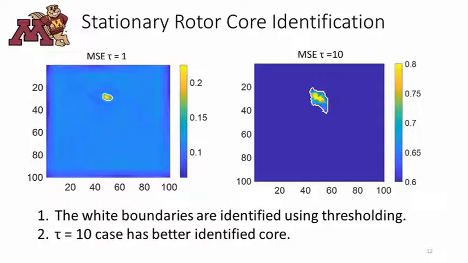Next, I want to show examples of two identified cores using the MSE approach at different scale factors. On your left, you can see the core obtained for tau is equal to 1, and to your right you can see the core obtained for a scale factor of 10. The core is enclosed in a white boundary identified using the thresholding approach. The core identified by the scale factor 10 is more closer to the true core that I had shown earlier.